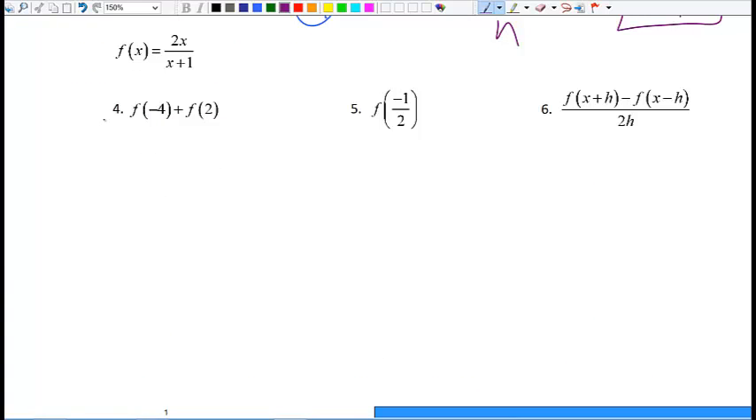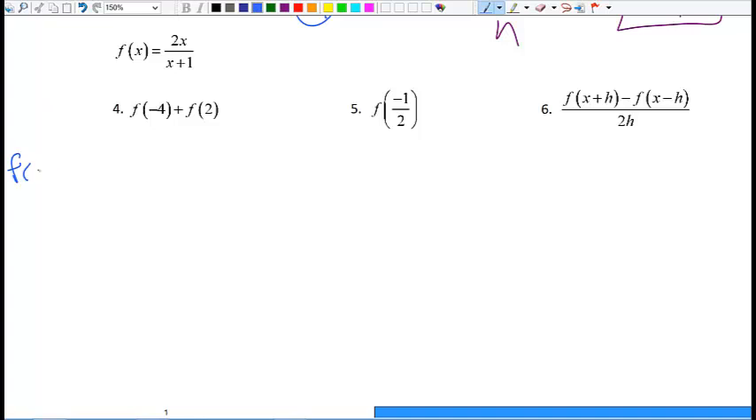Okay, so with this next example of a function, we're going to look at a rational function and then do function notation within it. In other words, we've got lots of fractions floating around. This first one, number 4 here, is asking us to evaluate it at -4 and evaluate it at 2 and then add those two together. That one's pretty straightforward.